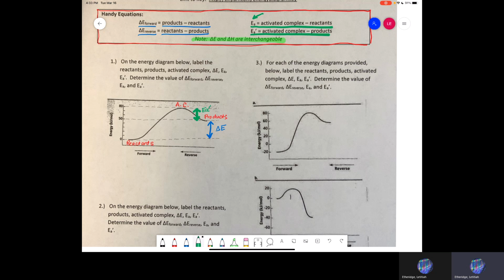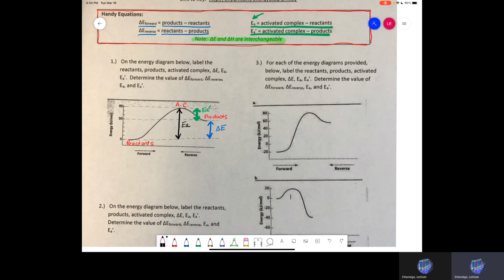And then it wants me to label my EA. So EA is going to be the activated complex to the reactants. So let's label it activated complex to the reactants. This is going to be regular old EA. So that is the first part of the equation. I've labeled those three things.